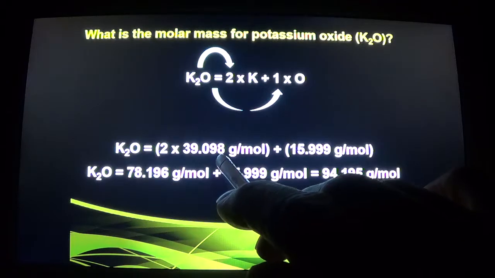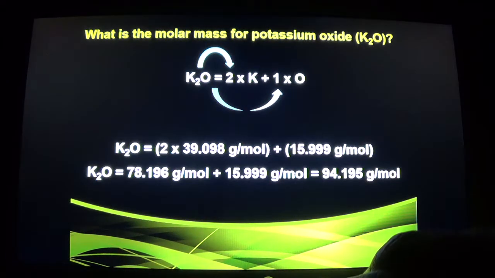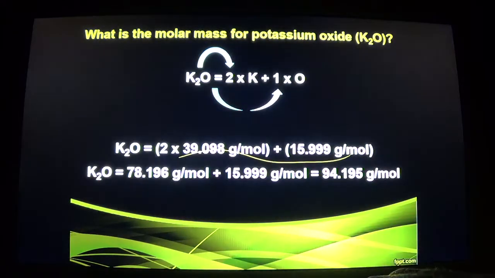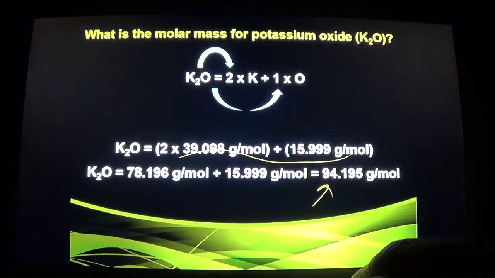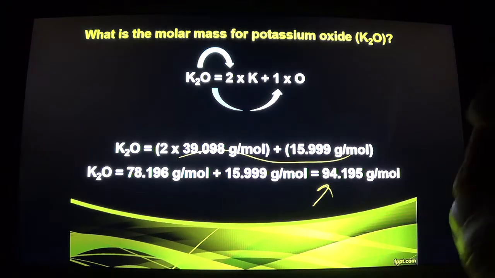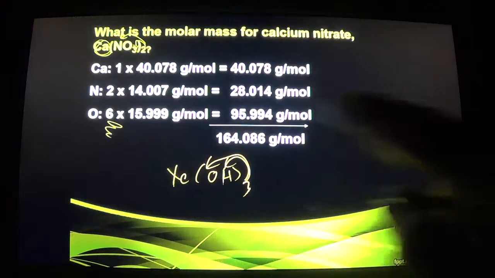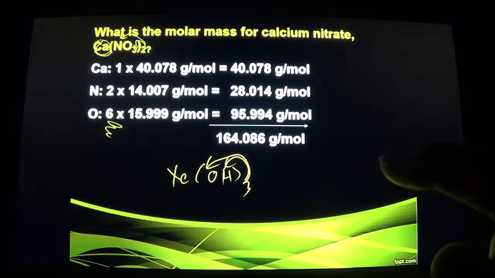2 times the mass of potassium and 1 times the mass of oxygen. What that means is I could just type that into my calculator if I'm very careful and hit equals, and I get the molar mass for the compound. So what I want you aware of is you have the freedom not to have to do this every time you need a molar mass. I give you that freedom.